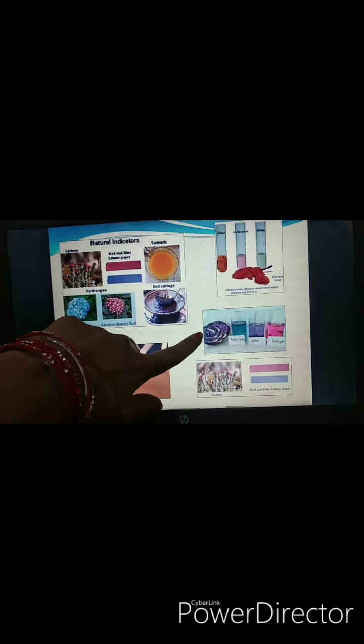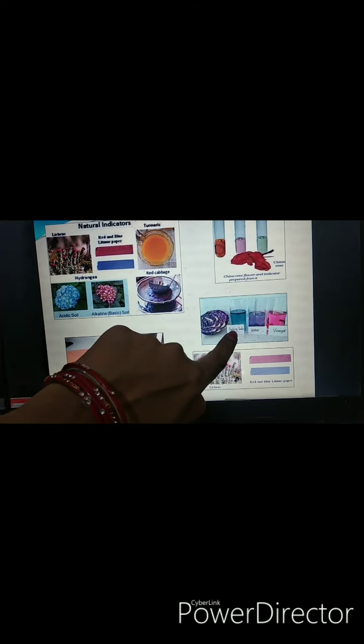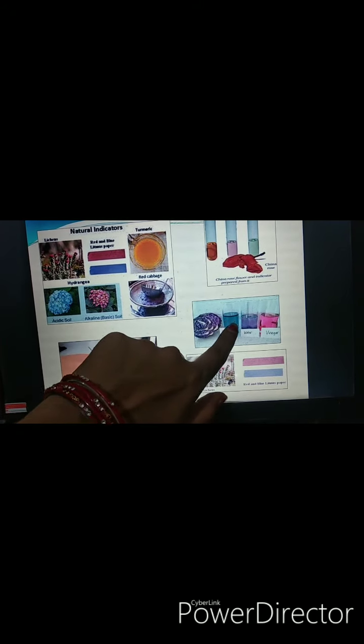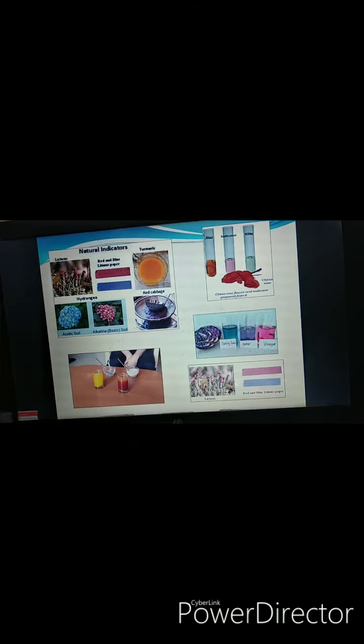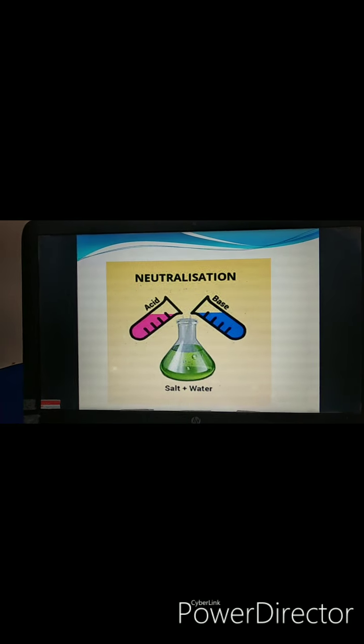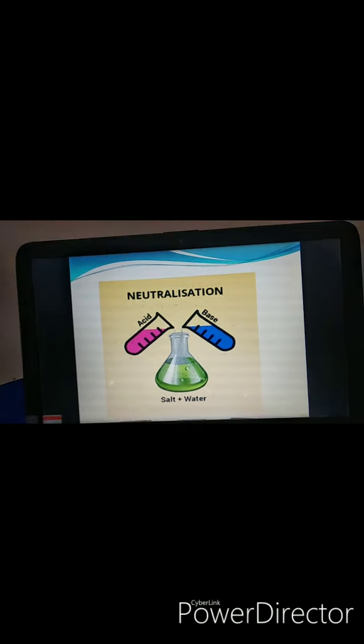Next is the red cabbage. So actually the color is this, but when it is kept in the baking soda as a base, it is changing into light greenish color, and in vinegar it becomes pink. Is it clear, students? So this is about the natural indicators. Next is our neutralization.